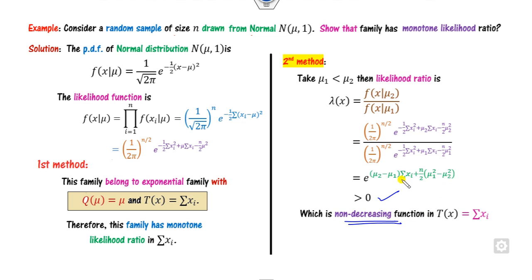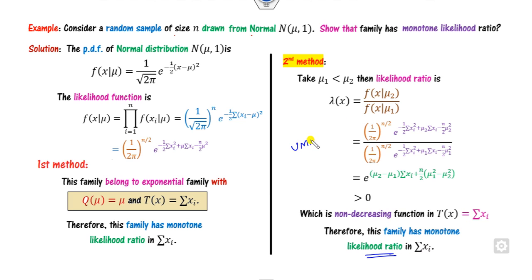And what is the function of the x? The function of the x is the summation of the xi's. Hence the family will satisfy the monotone likelihood ratio in here. It means whenever we discuss the UMP test, the UMP test of this distribution exists in the form of summation of xi.